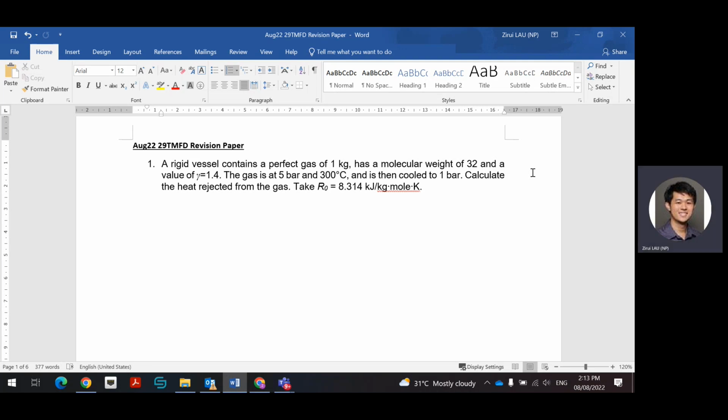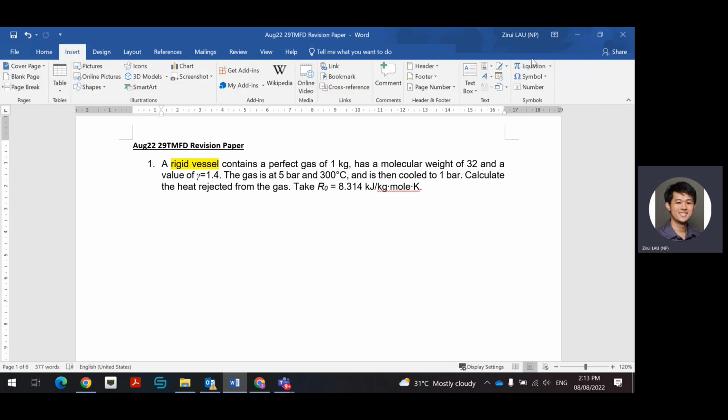Okay, so we are asked to calculate this heat rejected from the gas. So keywords here will include rigid vessel. Rigid vessel simply means the volume is fixed. So what is the equation to apply over here? Let me key in the main equation first.